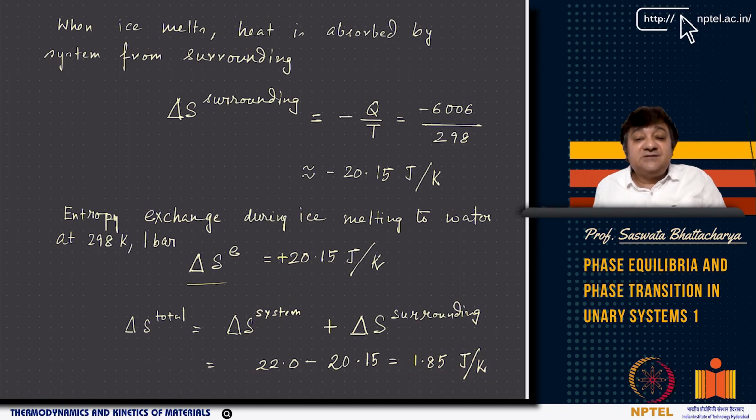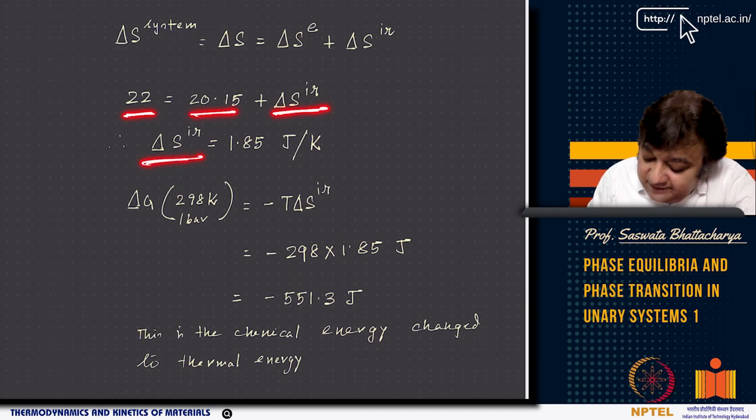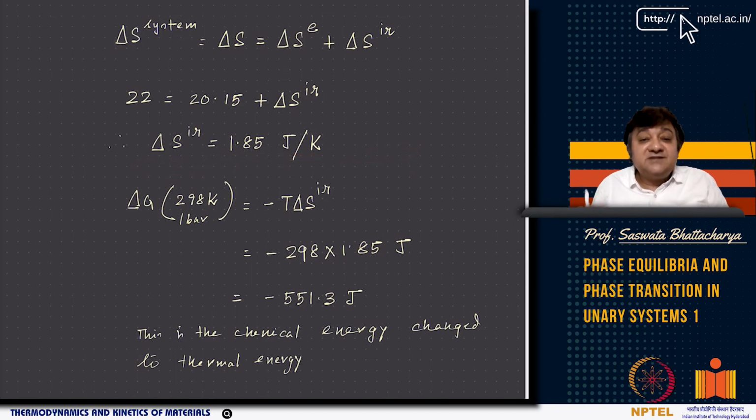As you can see, it is indeed a spontaneous process, because the delta S total or delta S universe is positive, right. And the delta S irreversible, that is the amount of entropy produced inside the system, is 1.85 joules per Kelvin, right. So basically, as I told you, delta S system is 22, which is 20.15 plus delta SIR, and delta SIR is 1.85, and if you add them, you get 22, right. So 22 is 20.15 plus 1.85, and 1.85 is the amount of entropy that is produced in the system during this spontaneous transformation from ice to water, right?